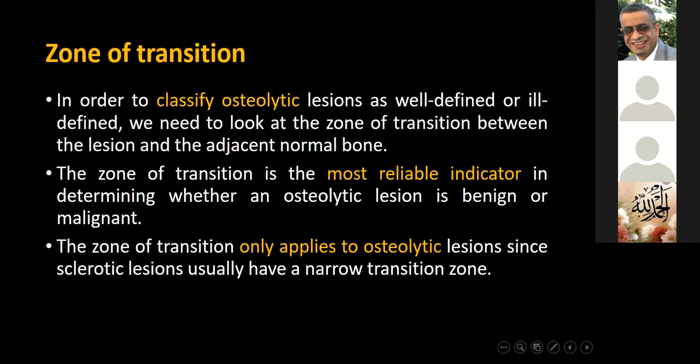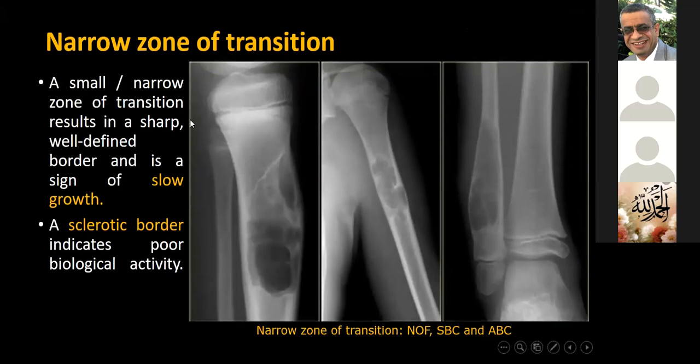The zone of transition is the most reliable indicator to determine whether an osteolytic lesion is benign or malignant. A narrow zone of transition results in a sharp, well-defined border and is a sign of slow growth. As we see in these examples here, a case of non-ossifying fibroma, a case of simple bone cyst, and aneurysmal bone cyst.